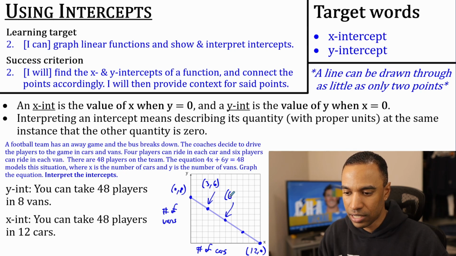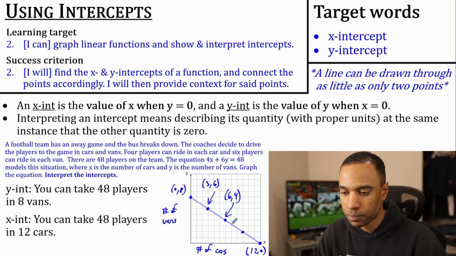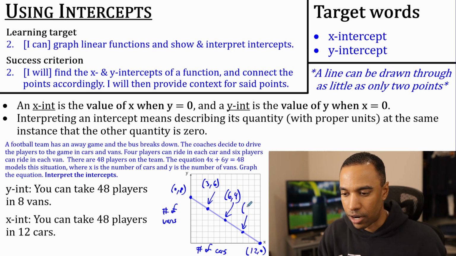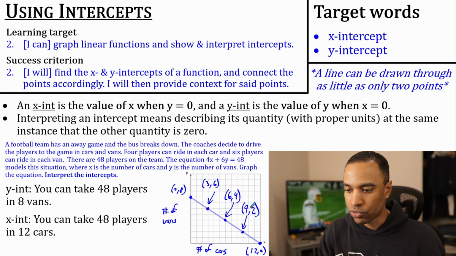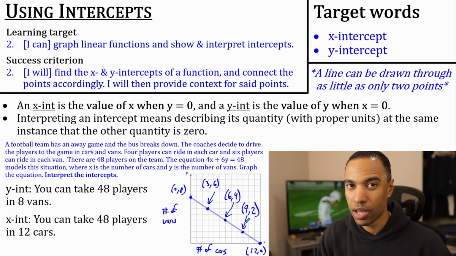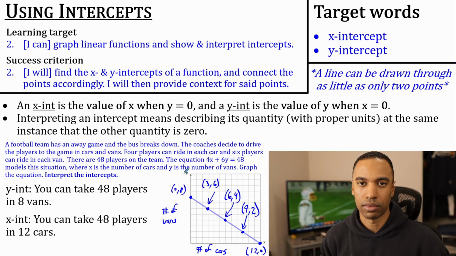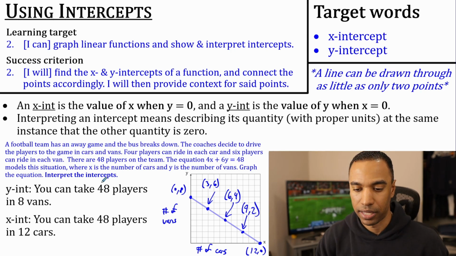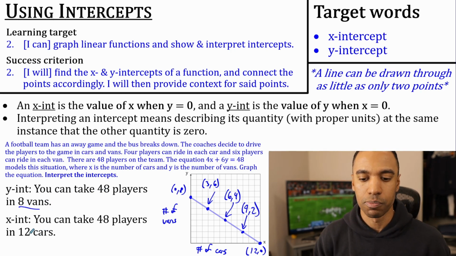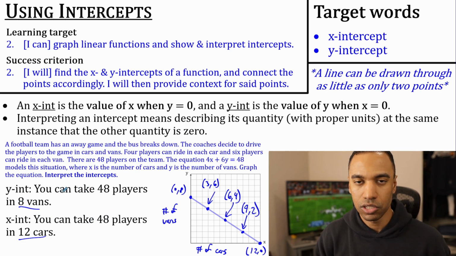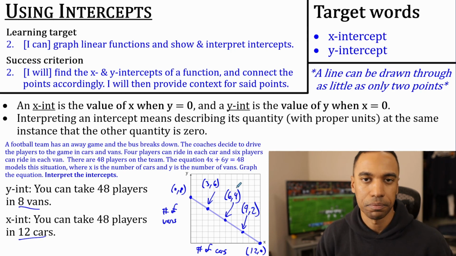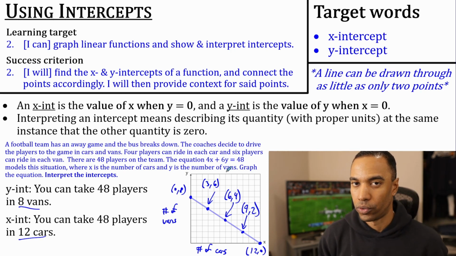Or you can do 6 cars and 4 vans. Or you could do, not 8, you can do 9 cars and 2 vans. Any of these 5 solutions, remember that word, any of these 5 solutions would ideally work out the scenario. In terms of interpreting the intercepts, though, it's literally just these parts here. Take the 48 players in 8 vans, all 8 vans, no cars, or all 12 cars, no vans, or you can do a mix and match of cars and vans like that. All right, but that's what we're looking at there.